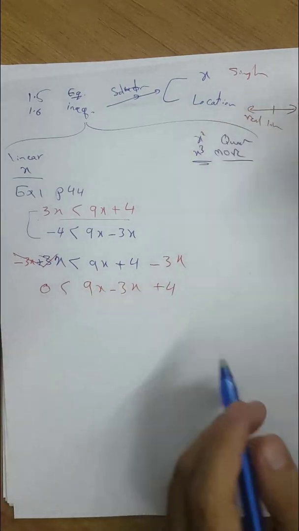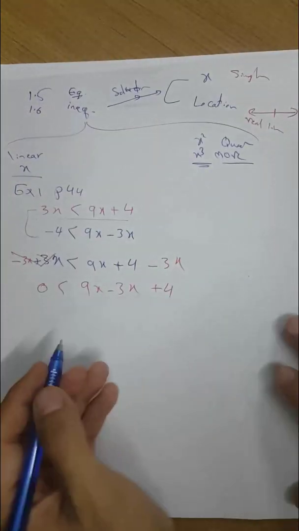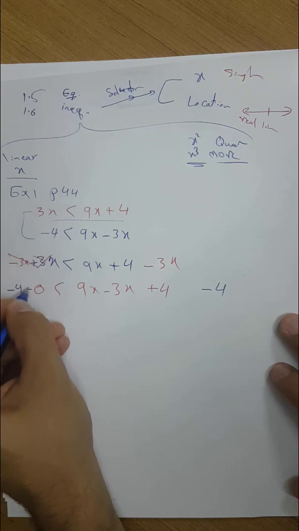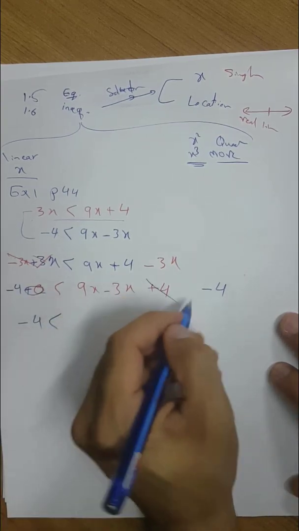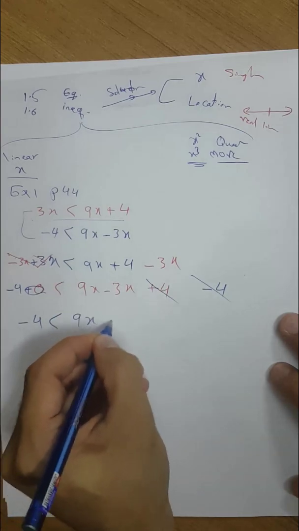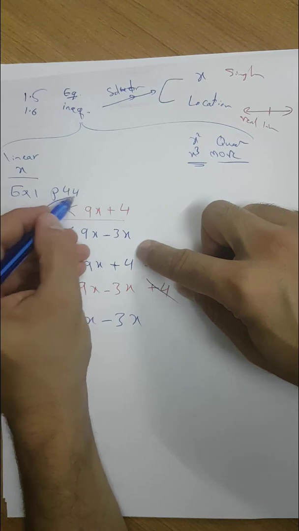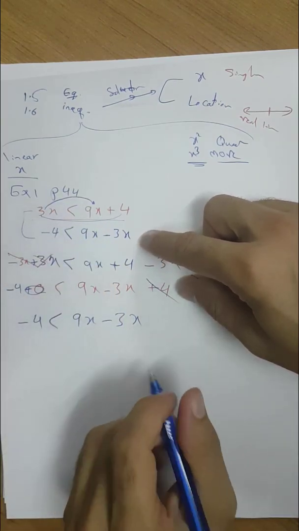Now again we use the second rule. Now I'm going to subtract 4 from both sides, so I'll get 0 minus 4. This one and this one will be equal to 0, they cancel each other, so I get something like that. That's why in this step I bring this one to that side and take this one to that side, and I get 1.